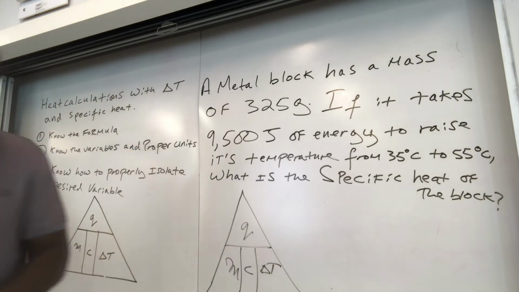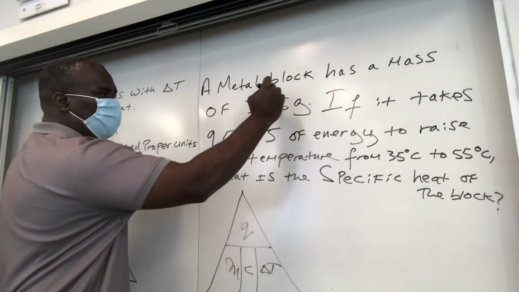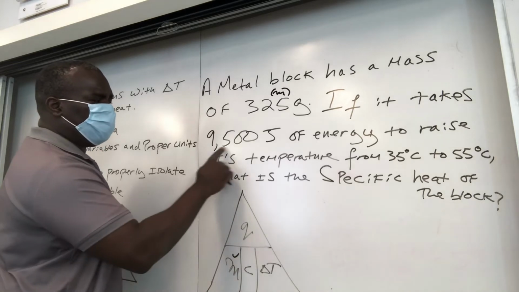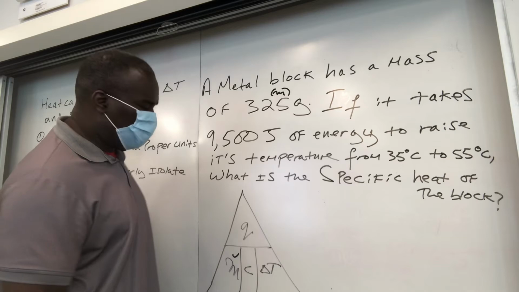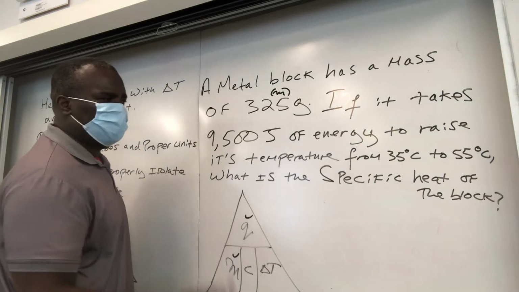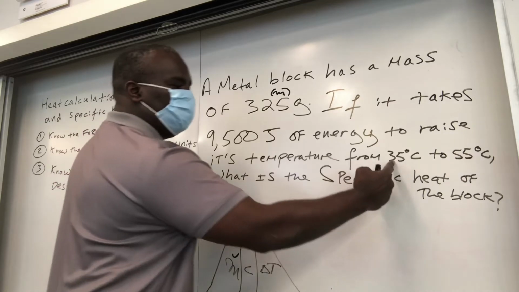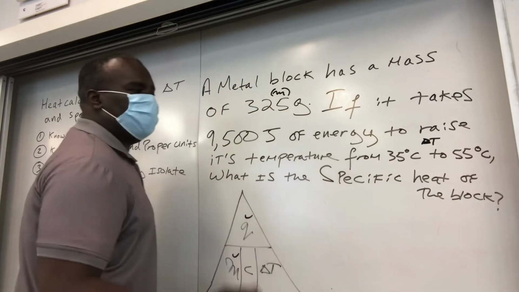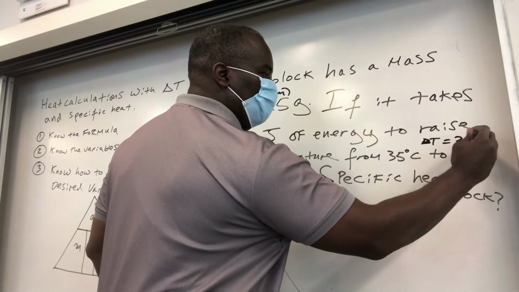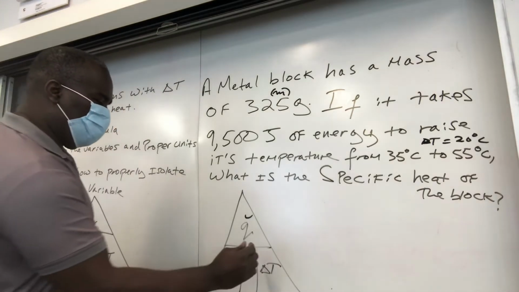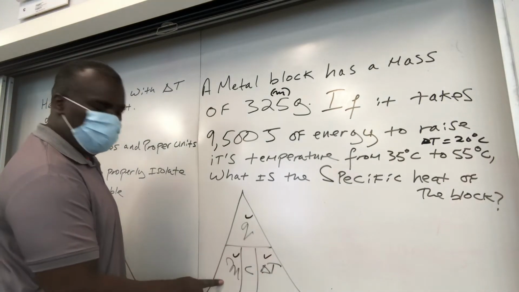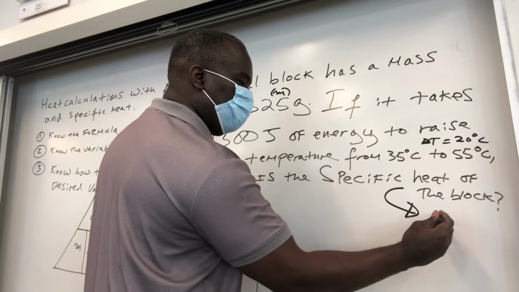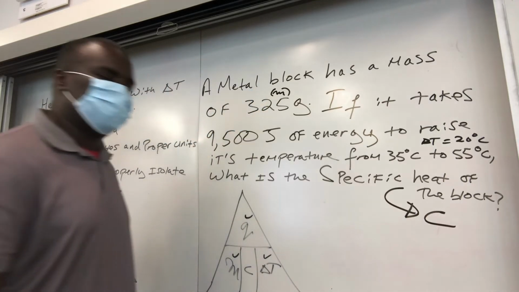Now, we looked at this problem. We know this is our mass, 325. So we know what the mass is. 9,500 J, we know that's our joules. So we know what Q is, that's our heat energy. We established that from 35 to 55, that's going to be our delta T, and the difference will be equal to 20 degrees C. So we know our Q, heat energy, our mass, and our temperature change. And specific heat, guys, the letter in the triangle is C. Capital C right there. So that's what we're looking for.